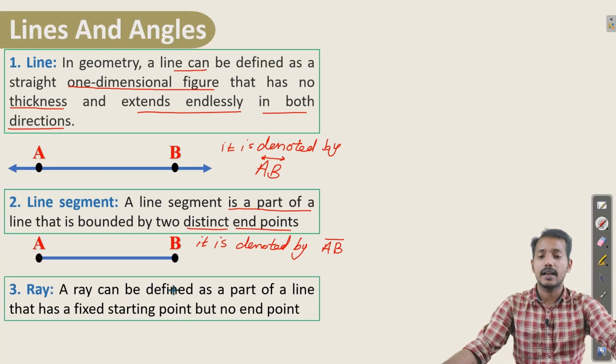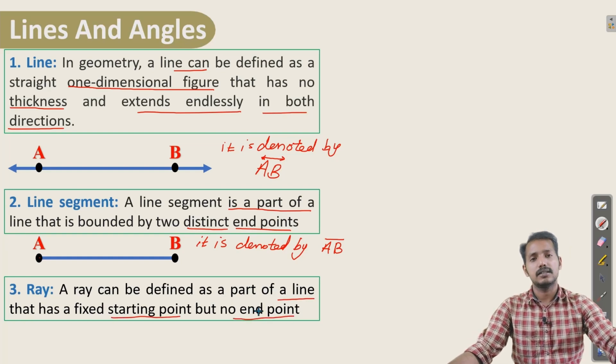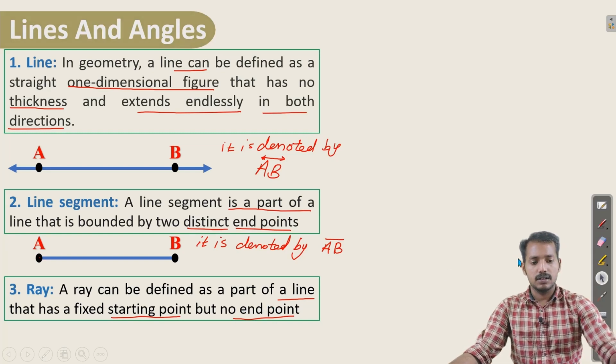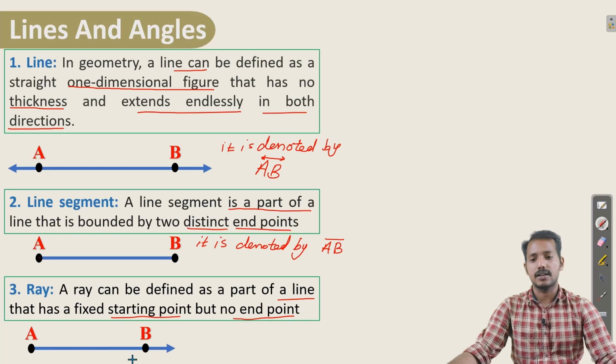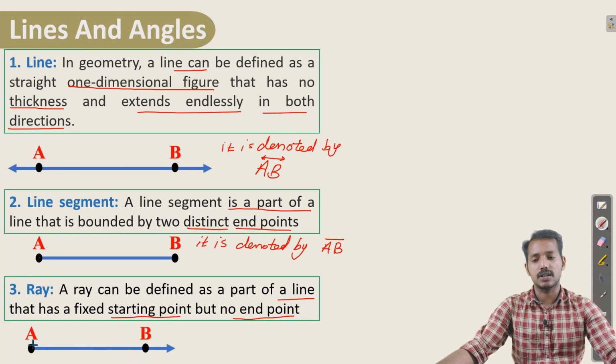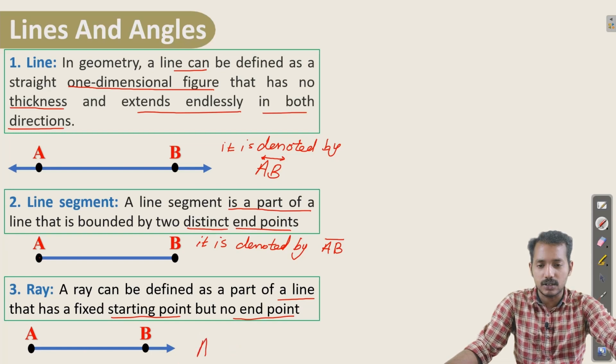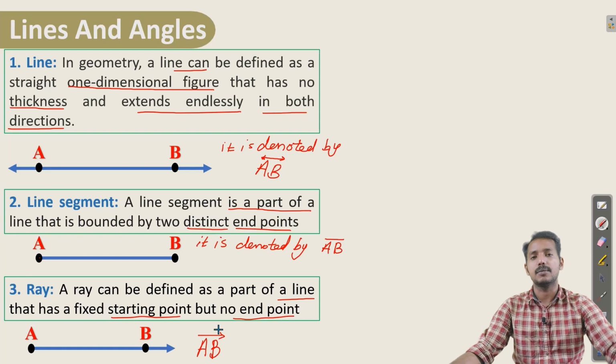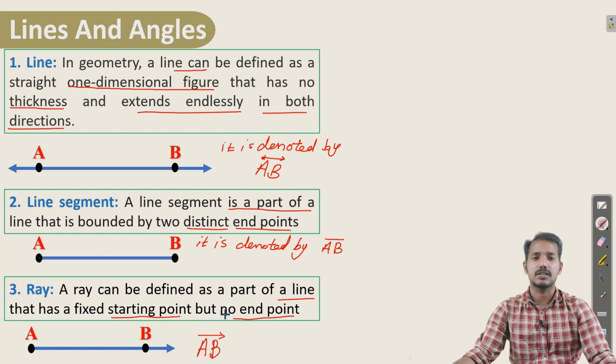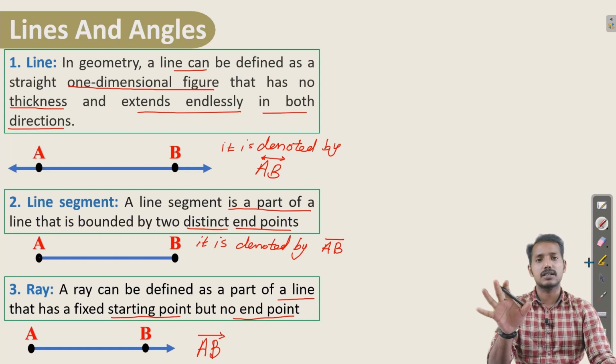What is a ray? A ray can be defined as a part of a line that has a fixed starting point but no end point, and has a specific direction. See here AB is a ray. A is the starting point of this ray, while it has no end point. It is generally denoted by AB, then a ray symbol over AB. This is the way it is represented. So these are the basic terms we have learned in class 6 related to line.